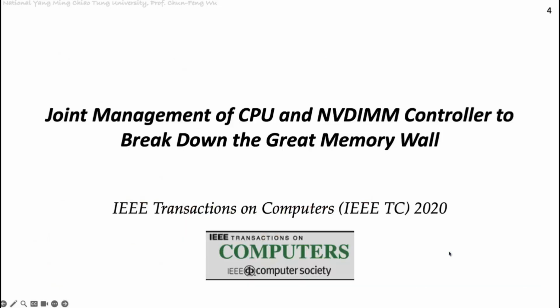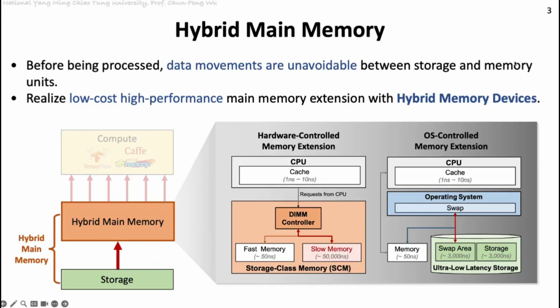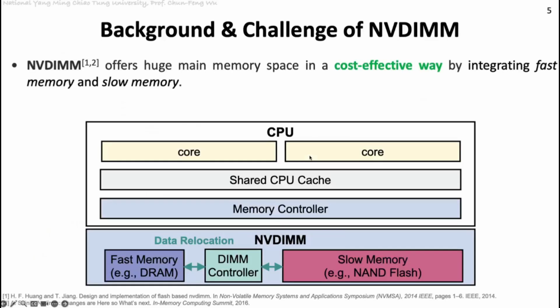Okay, so we have four topics. Let's start with hardware-controlled memory extension first. Around 2016, Intel and HP announced their hybrid memory device.